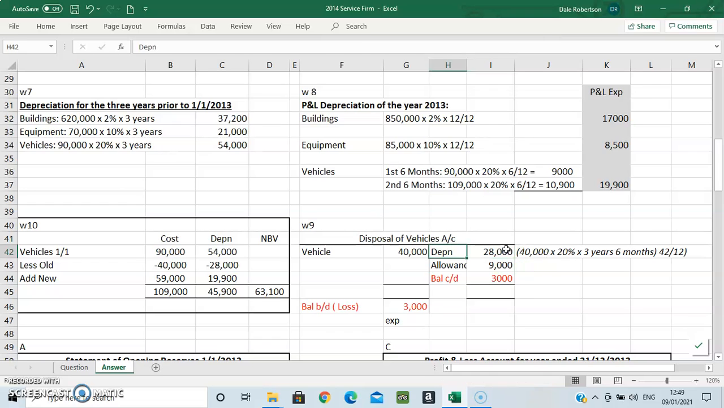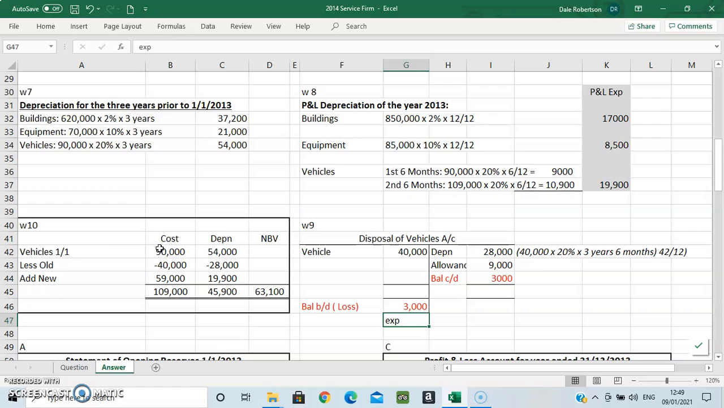So that means the vehicle was actually worth 12 when we disposed of it. We only got an allowance of 9. So therefore, when you balance this, you'll actually find that we made a loss of 3,000 on the deal. There's a loss of 3,000 on the deal, and that loss is an expense in our accounts. That's another profit and loss expense.